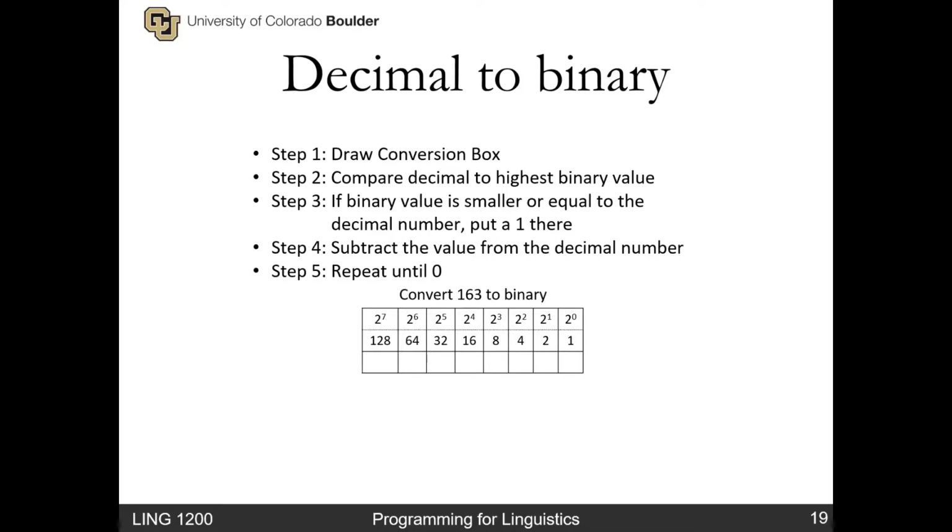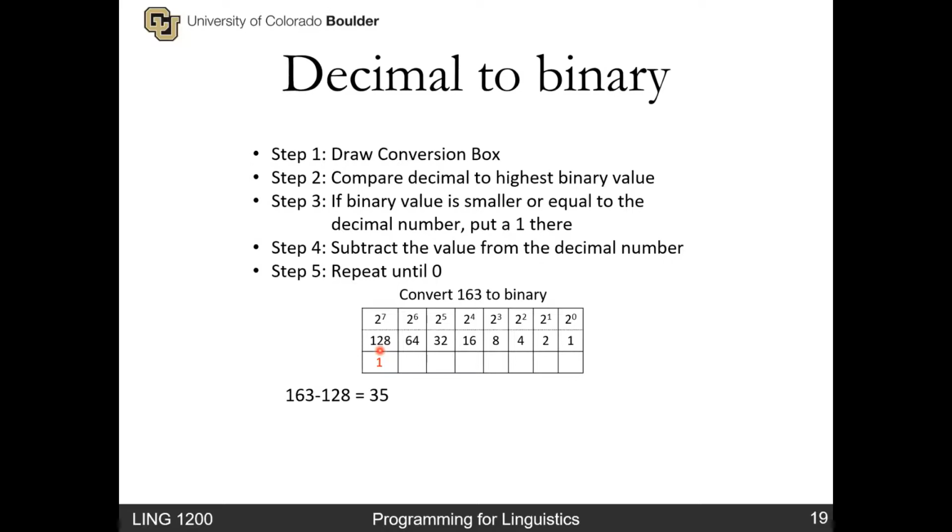So let's convert 163 to binary. So 163 is in decimal. Let's convert that to binary. We're going to take 163 and compare it to the highest value that we have in the binary box, which is 128. 163 is greater than or equal to 128. So the binary value is smaller than the decimal value. So we're going to put a 1 in this position, and then we're going to subtract that value from 163. 163 minus 128 is 35.